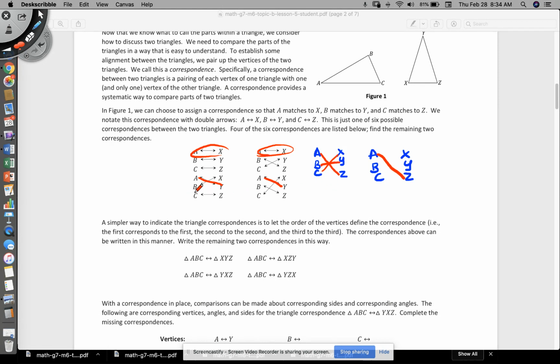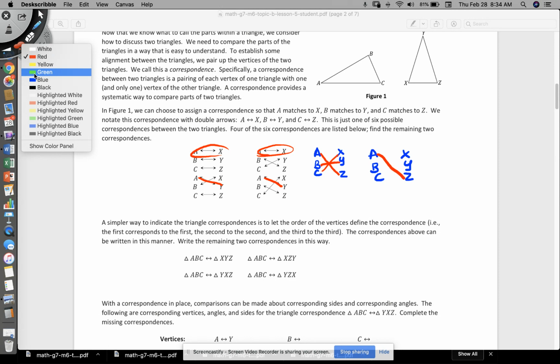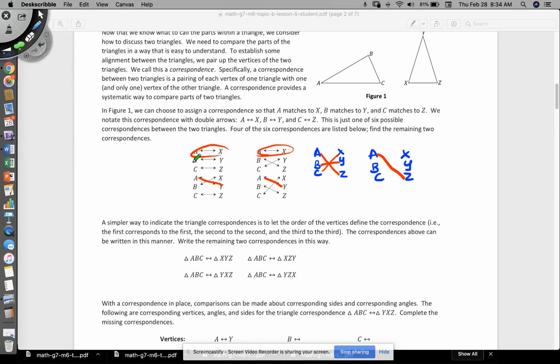All right, now let's look at the B's. I'm going to switch up colors here just to make it a little easier. I have a B to Y, and I have a B to Y over here. I have a B to Z, and I have a B to X, and I have a B to Z. So what's the other option we don't have? We need another B to X. And that gives me my second pair.